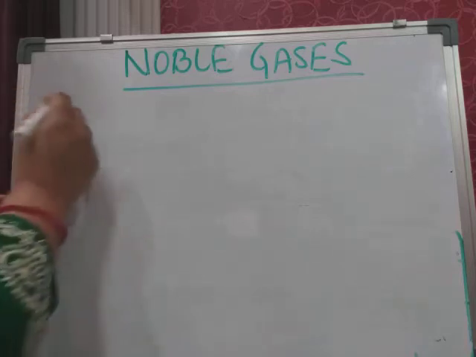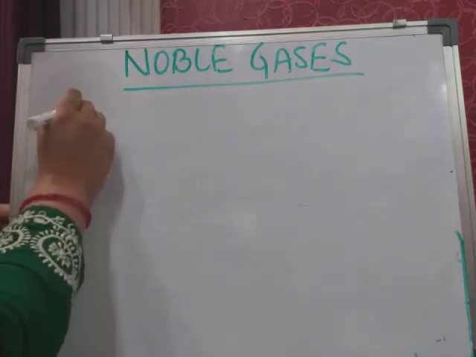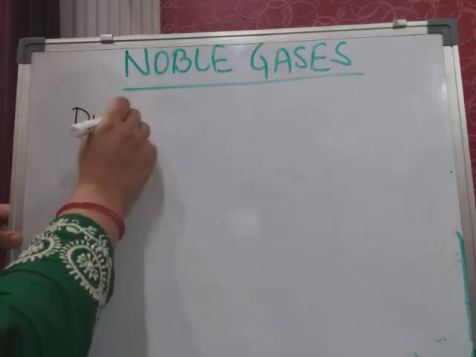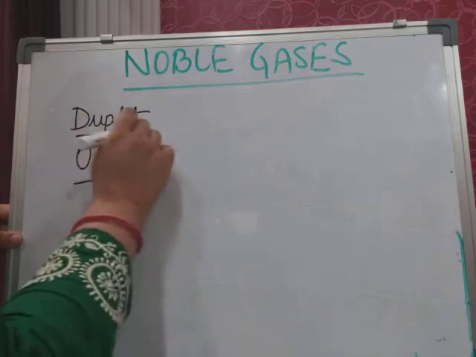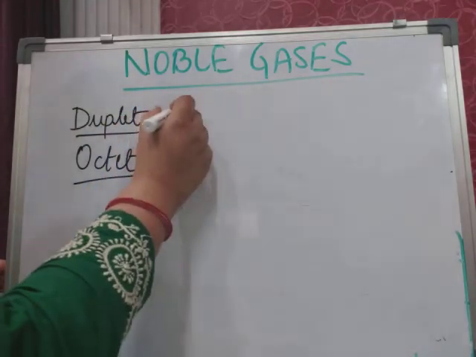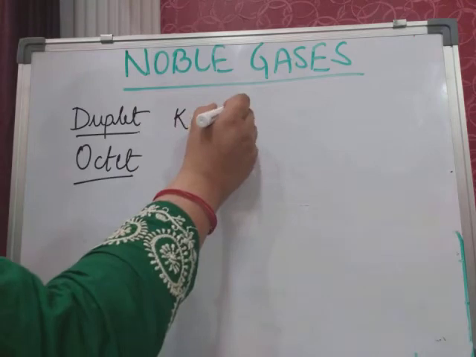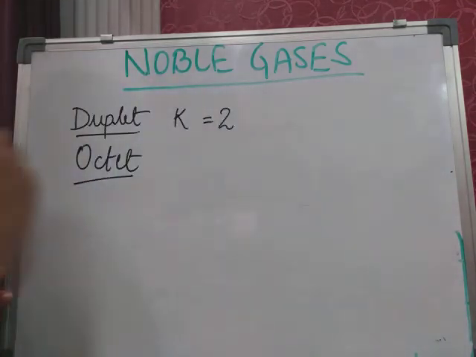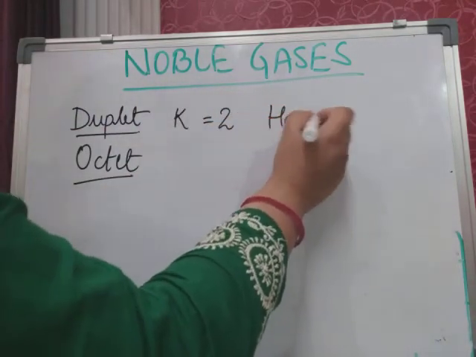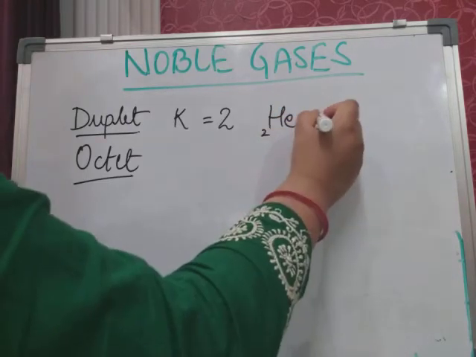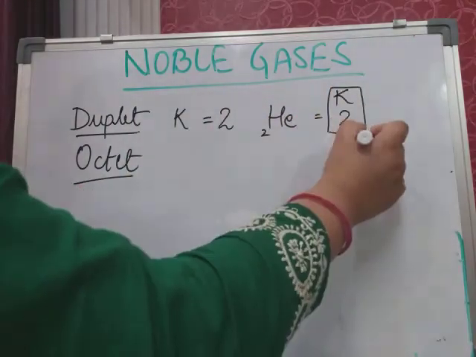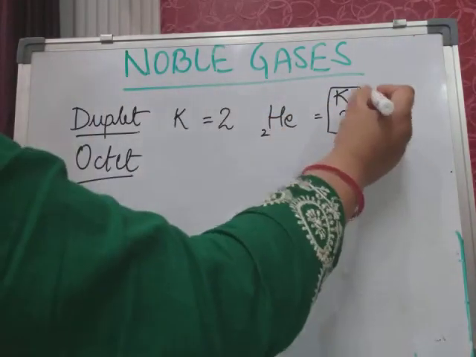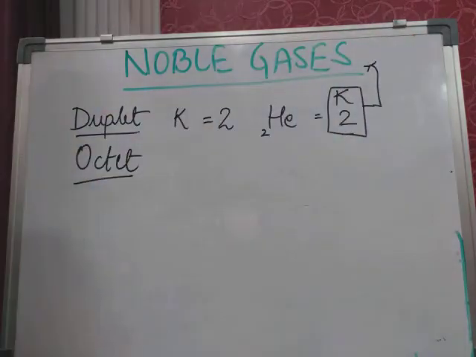Now, this is a new term which you will study here. The first term is duplet, and the second term is octet. As we know, the K shell can have a maximum of 2 electrons. Helium has atomic number 2. It means 2 electrons are present in its K shell, and since its K shell is complete, it belongs to this category of noble gases. Now second is octet.